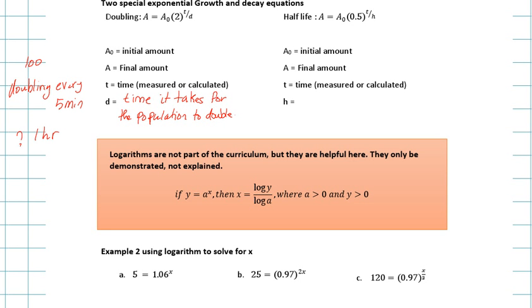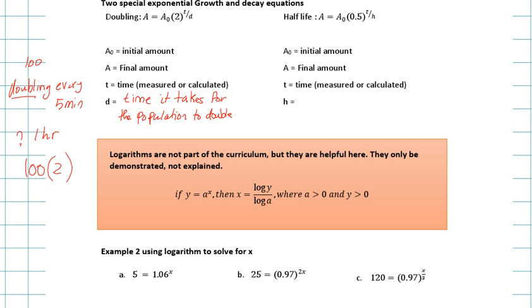Let's start with 100. What does 100 represent? The initial. Okay. So 100 is replacing A0. Then what do I put in my bracket? It's doubling, so it's 2. Now, it's doubling every 5 minutes. So that 5 minutes represents D, because it's the doubling time.